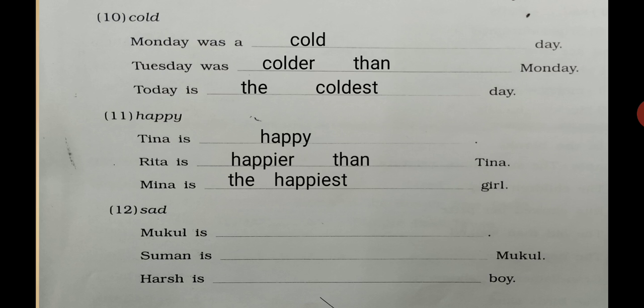Number 12 sentence. Sad is an adjective. Mukul is dash. Suman is dash Mukul. Harsh is dash boy. So Mukul is sad. Now Suman and Mukul both are compared, so the answer will be sadder than. And Harsh is the saddest boy. Understand? This is the way we write the comparison form of adjectives as per the rules, with the hint words the and then. Let's move on.